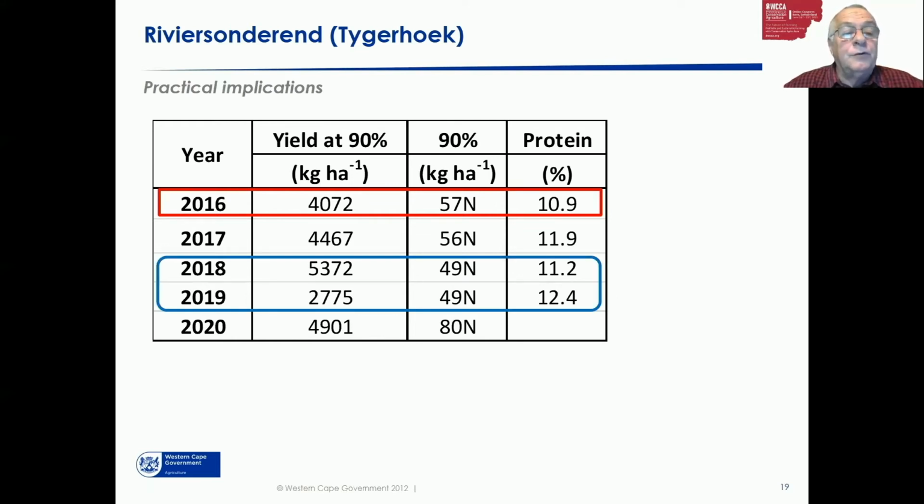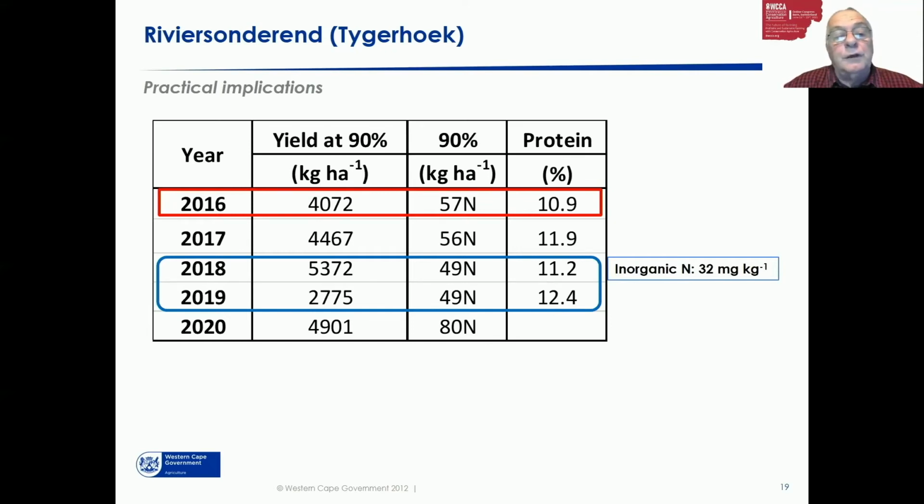But it's not that simple. If you look at 2018 and 2019, with 49 kilograms of nitrogen, according to those functions, we achieved 5.3 tons in 2018, and with the same application rate, 2.8 tons per hectare in 2019. As expected, the protein content will differ. So we cannot only use the functions, we also have to do something else to get to a real application rate or a recommended rate. Luckily, we have much more information from the trials than just the functions. So we also look at nitrogen content, inorganic nitrogen content at planting.